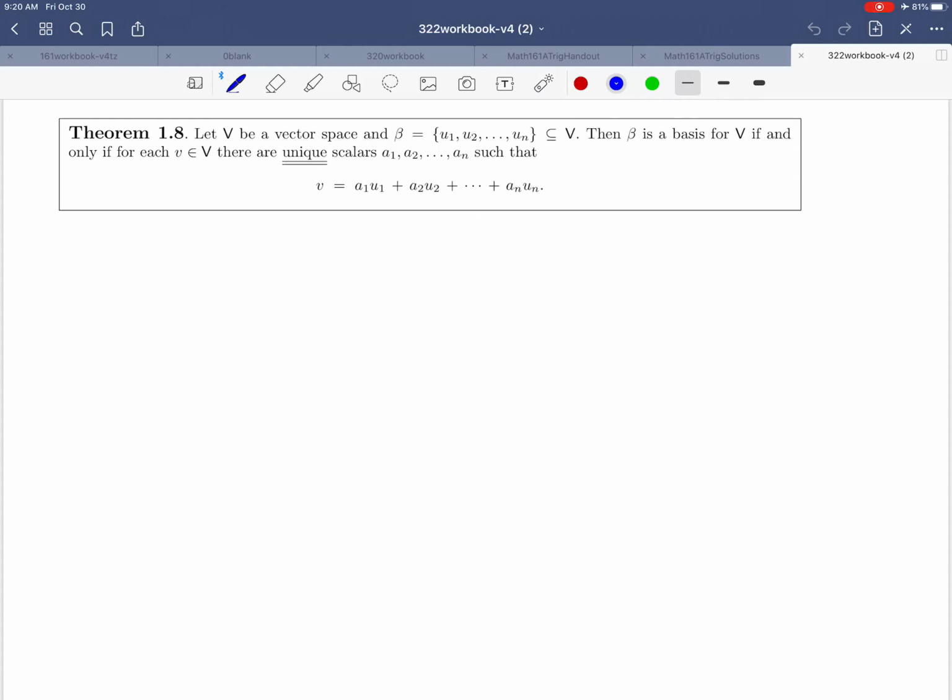Hello everybody and welcome to Theorem 1.8. We are looking at page 32 in the workbook, and this theorem that we're about to look at is a really fundamental theorem about bases. Let's read it together to see what it's saying.